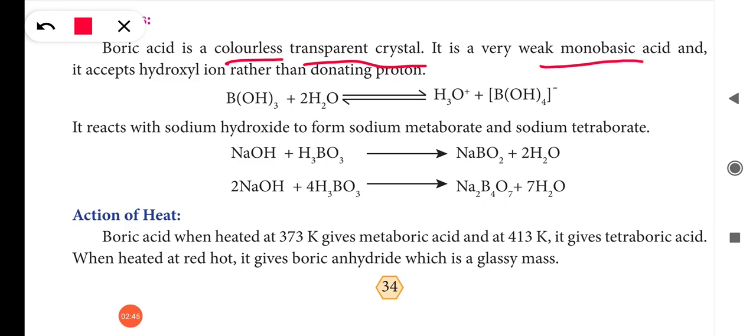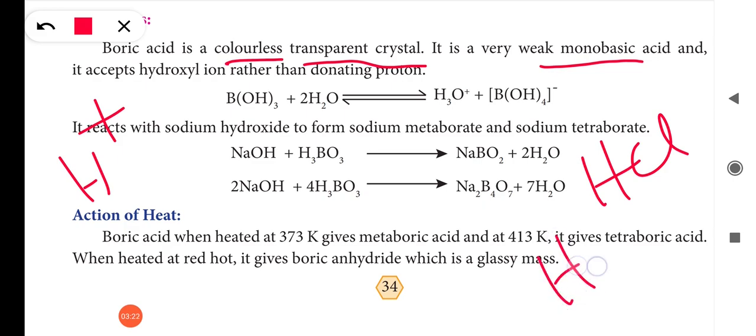It is a monobasic acid. Acids can be classified based on the number of protons donated, that is, how many H plus ions the particular acid donates. We can classify acids as monobasic, dibasic, tribasic and polybasic. If a particular acid donates only one proton, and H plus ion is also called a proton, it is monobasic. Two protons means dibasic. HCl is monobasic. H2SO4 is dibasic because it contains two replaceable hydrogens.